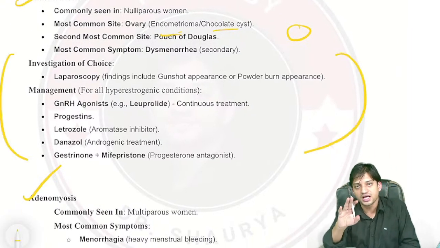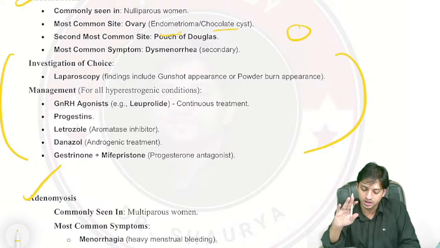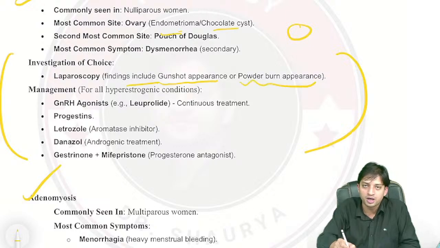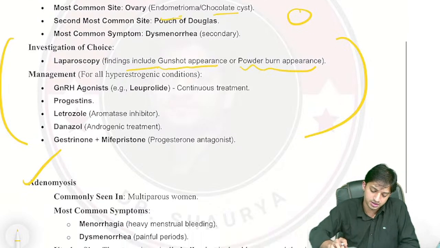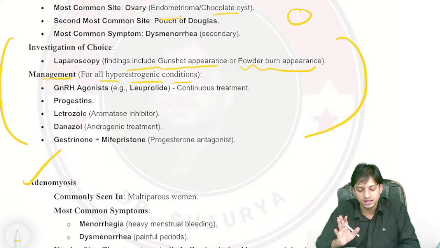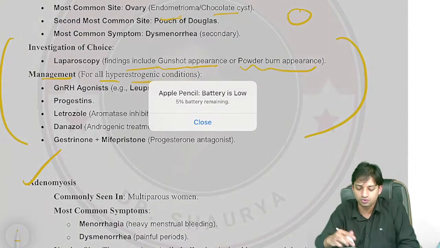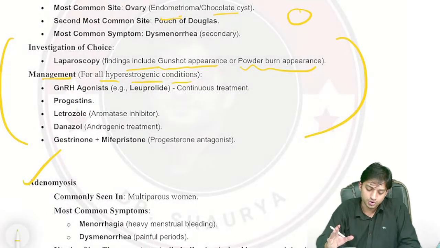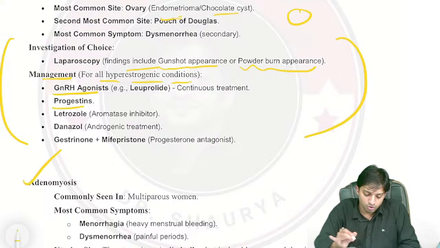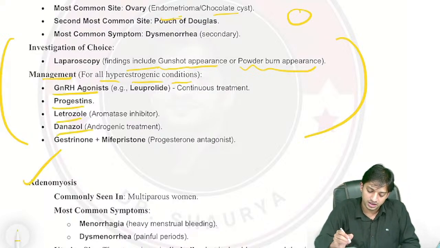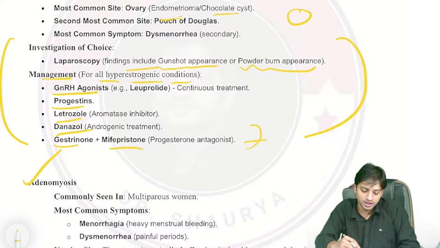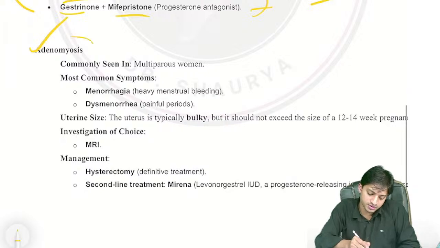Investigation of choice, if they ask you for endometriosis, will be laparoscopy, right? And what will you find? You will find gunshot lesions, powder burn appearance or burnt powder like appearance. Management, all hyperestrogenic conditions के लिए क्या करोगे? What will you do? Endometriosis is due to a hyperestrogenic condition, you already know. So for management, what will you do? You will give GnRH agonist, progestins, letrozole, danazol, gestrinone and mifepristone. Done.